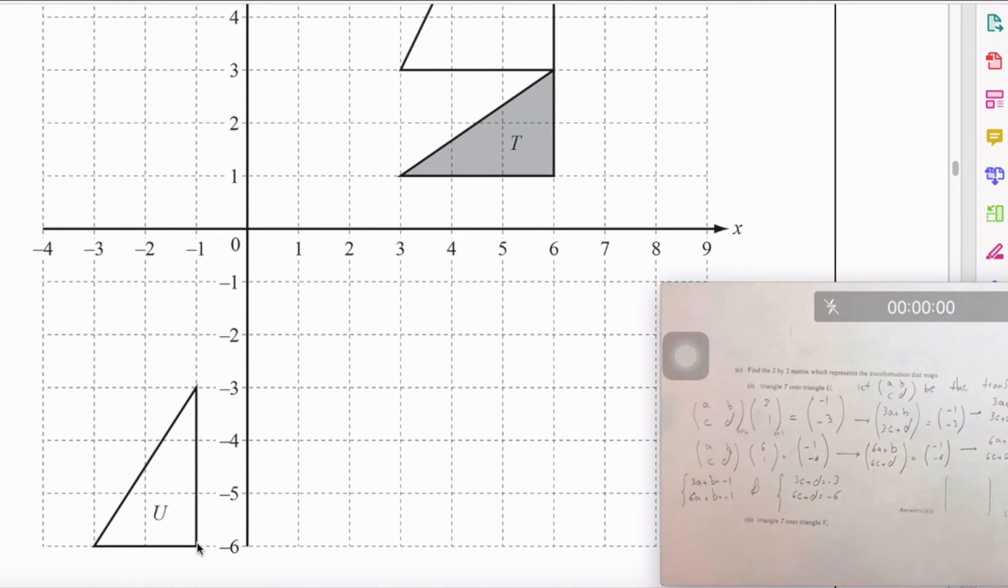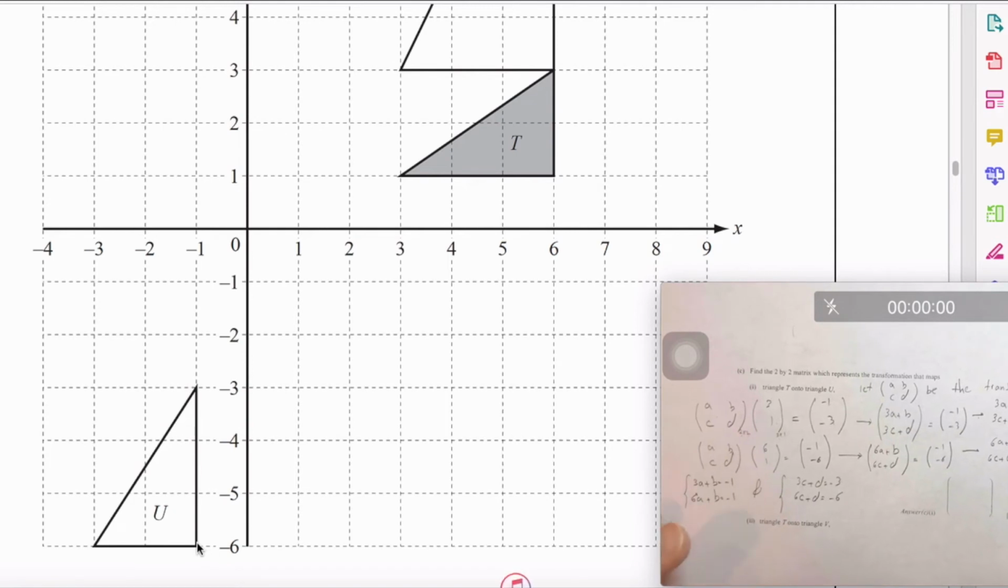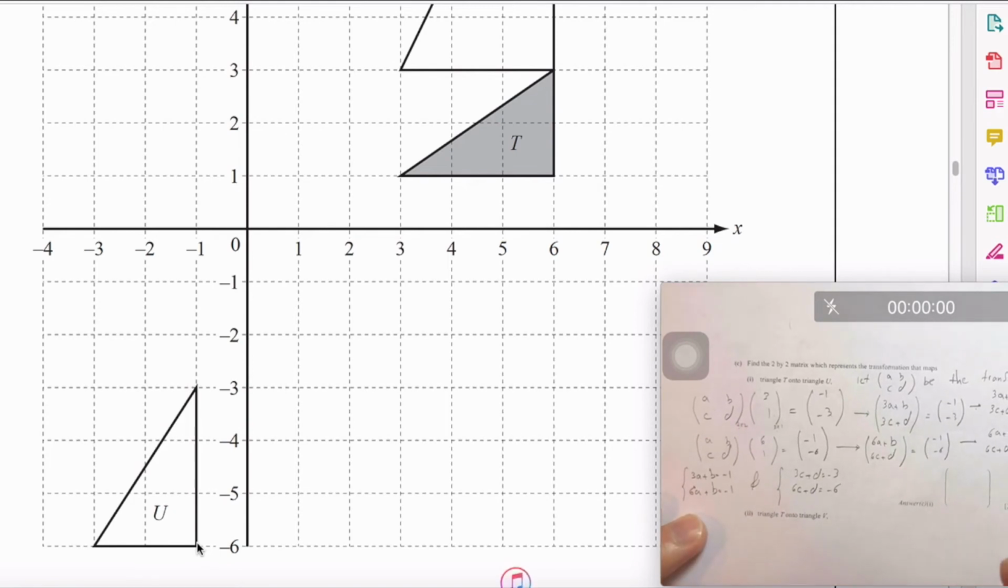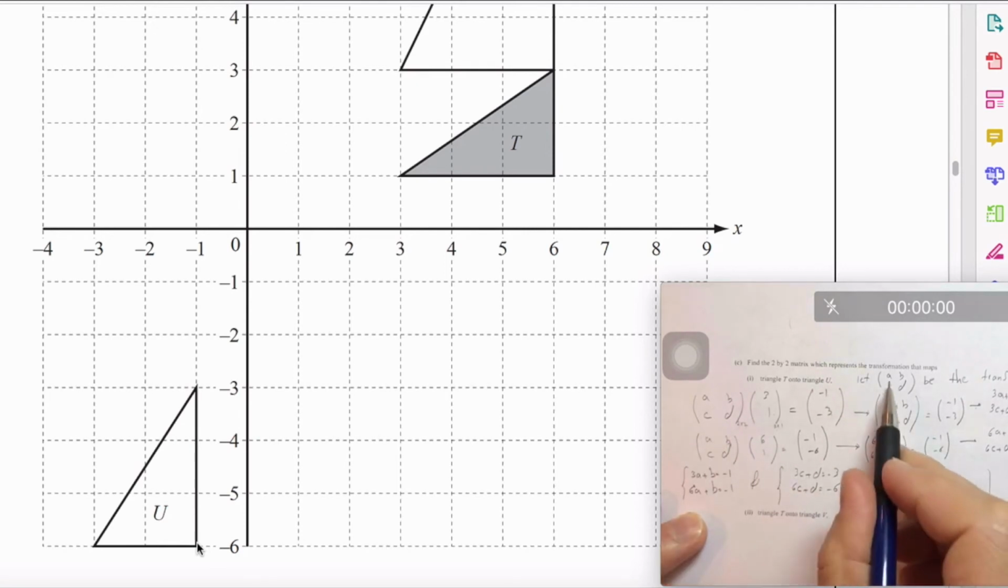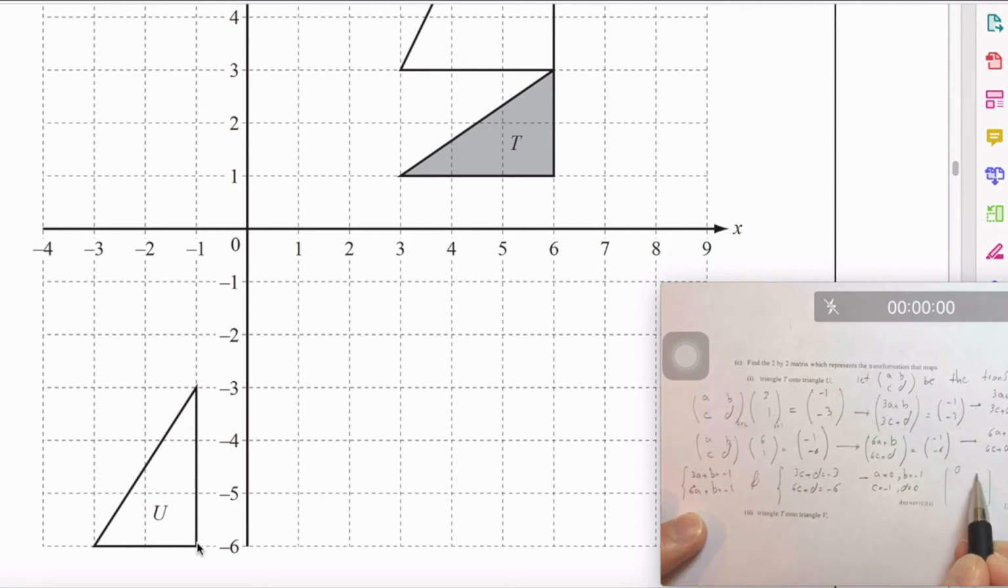I hope you all know how to solve simultaneous equations. It is easy, so I don't take your time. So I directly write the answer. After solving these equations, A will be 0, B will be -1, C will be -1, and D will be 0. I put them in their own places, A, B, C, D. So it will be 0, -1, -1, and 0.